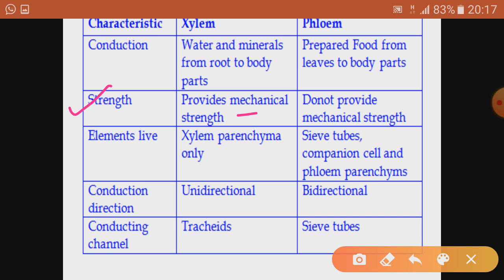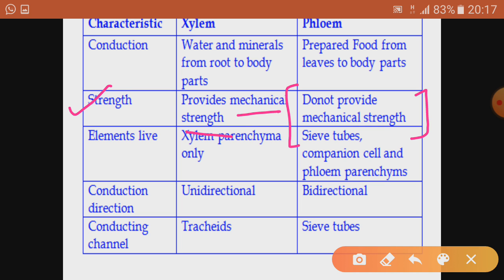Xylem provides mechanical strength. Xylem fibers have good mechanical strength as compared to phloem fibers. So phloem fibers are considered comparatively weak. So we say that xylem also provides mechanical strength as compared to the phloem. Although you must be wondering that xylem fibers are there and phloem fibers are also there, and fibers are for strength, I must say that xylem fibers are more rough and tough and provide more mechanical strength as compared to phloem fibers.